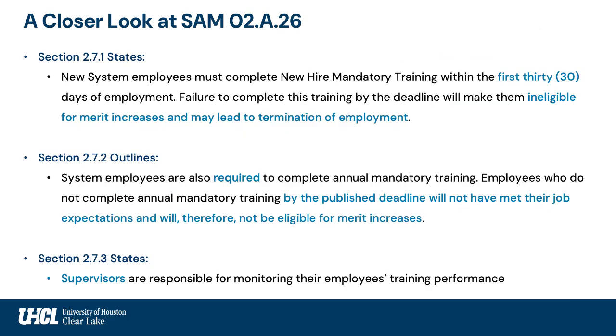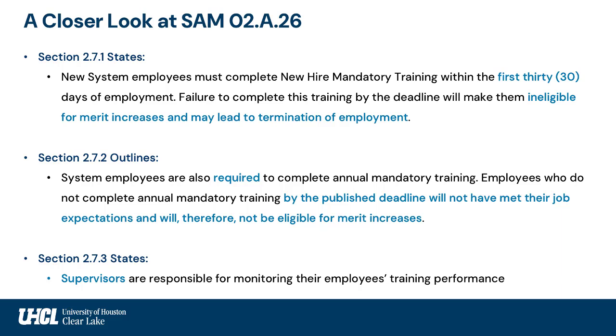SAM 02.A.26, Section 2.7.1 states that new system employees must complete new hire mandatory training within the first 30 days of employment. Failure to meet this requirement may lead to termination of employment.